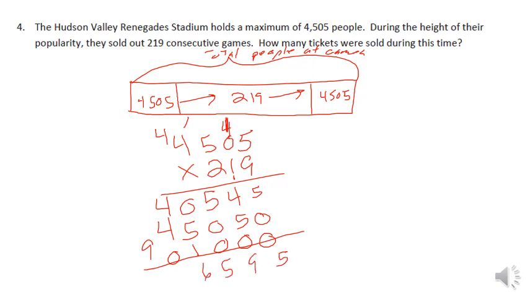We add them up, we have 5, 9, 5, 6, 8, 9. So we can say that 986,595 were sold during that time.